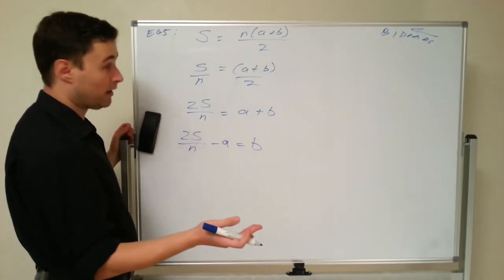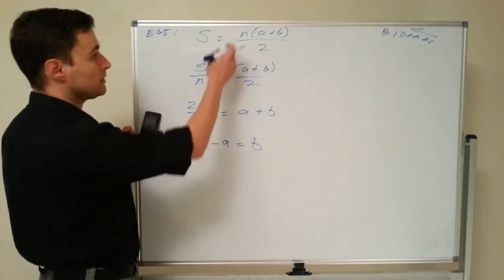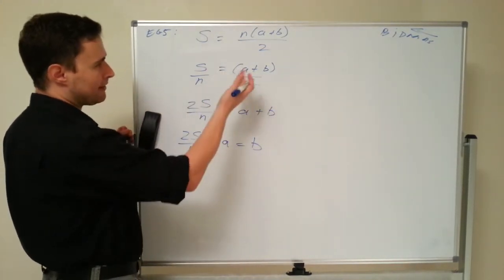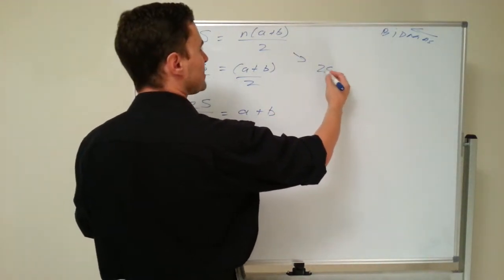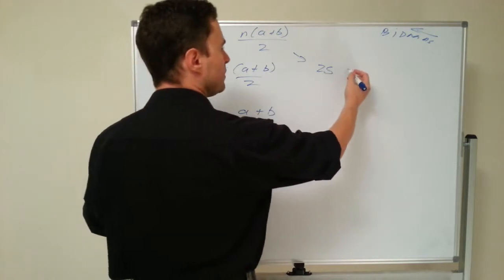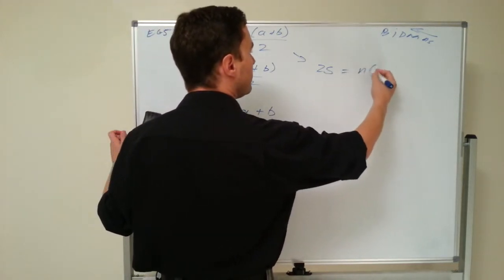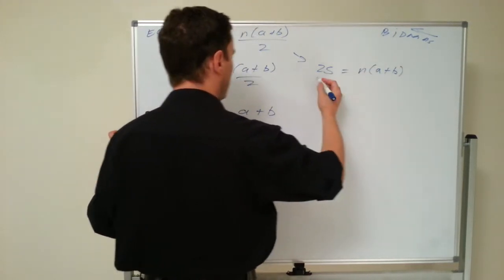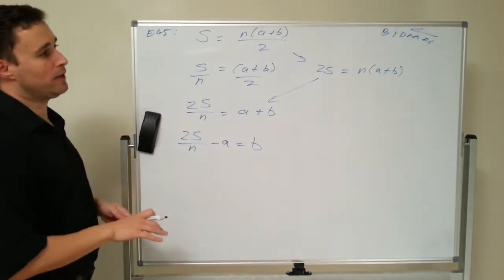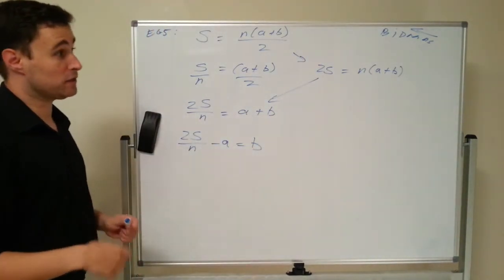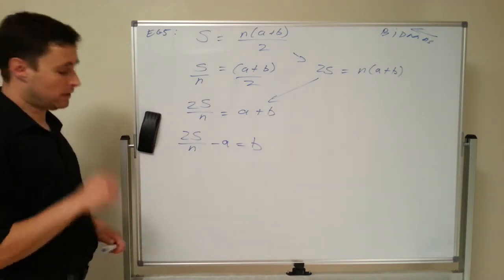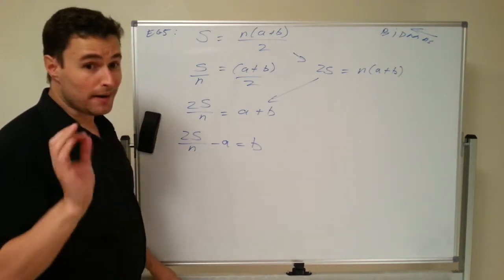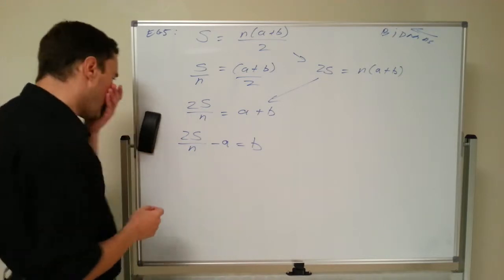Done. Alright, slightly trickier because there's two things happening. Whether you did it like that or whether you did this: 2S, opposite of times by 2 is divided by 2, equals n(a plus b), and then went back to that. Whether you went that way and got rid of the division first, no worries. Doesn't really make that much of a difference. Okay, super. Now for the exciting one.